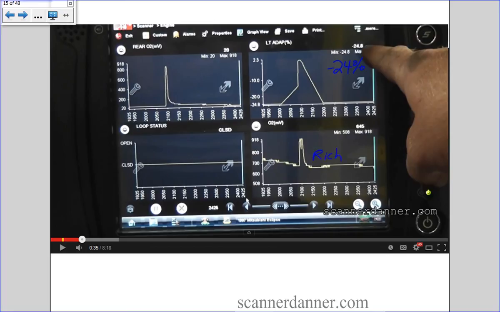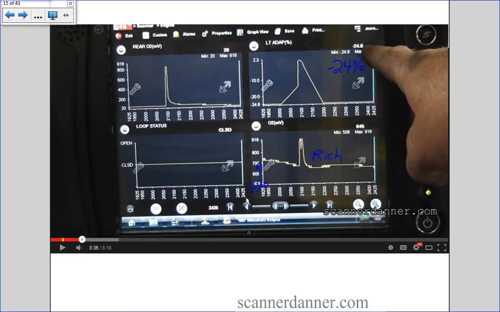Remember, any number above what is rich? Any number above 450 is rich. So 450 and above, what's the computer going to do with that signal? Takes fuel away, right? Are we seeing that in the long-term trim? We are seeing that in the long-term trim.